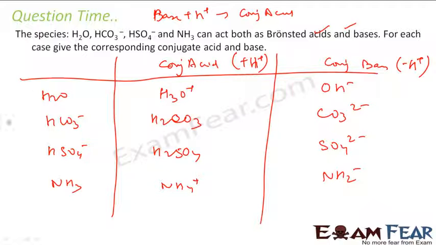So if you see, the same species is acting as acid and acting as base. Remember, if you want to form a conjugate acid, you have to supply H plus to it. So it becomes the conjugate acid. If you want to make it a conjugate base, take out H plus to make it the conjugate base.